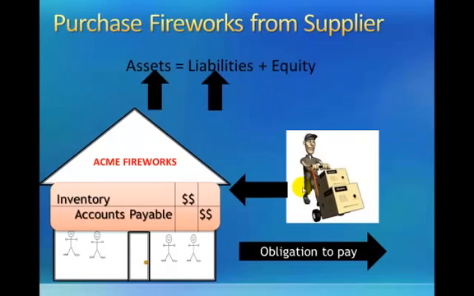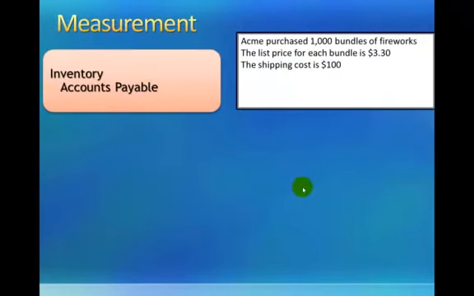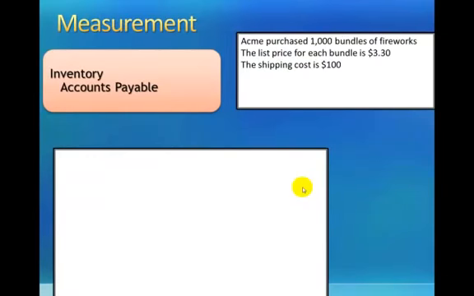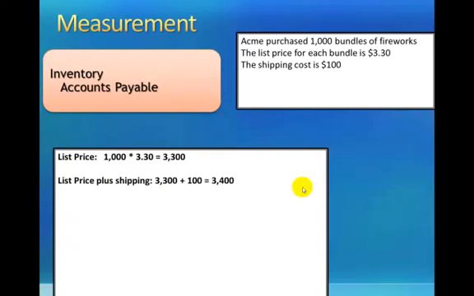Now that we've determined the nature of the journal entry, debit inventory to record the inventory coming in, credit accounts payable to reflect that we have an obligation to pay in the future, we can now take a closer look at the amount this journal entry needs to be recorded for. Well, we know that we purchased 1,000 bundles and the list price for each bundle is $3.30. So our purchase price is $3,300 without taking other things into consideration. We have shipping charges of $100, so that brings our purchase price up to $3,400 because when we pay for shipping from the supplier, it becomes part of the cost of the inventory.